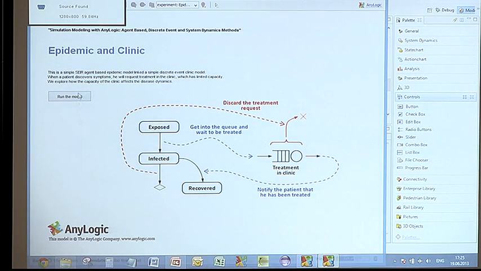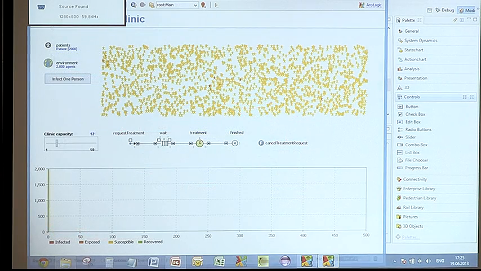And I guess it's possible also to model the moves of the agents? Yes, absolutely.